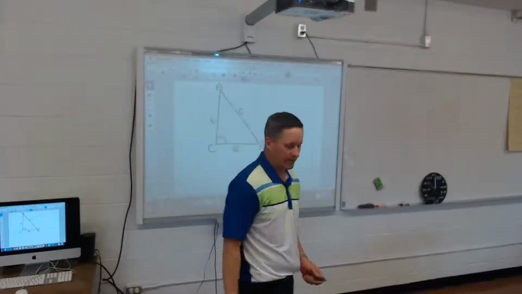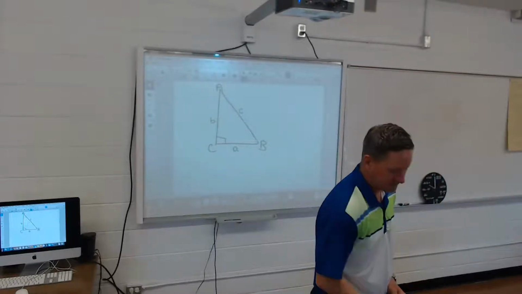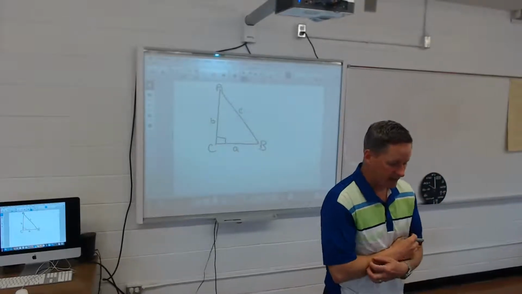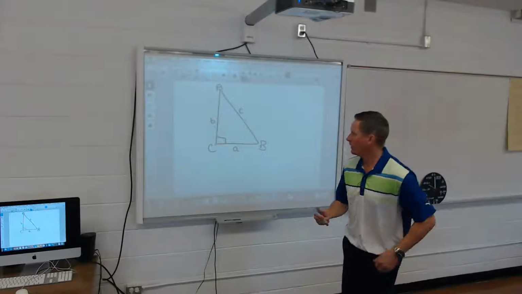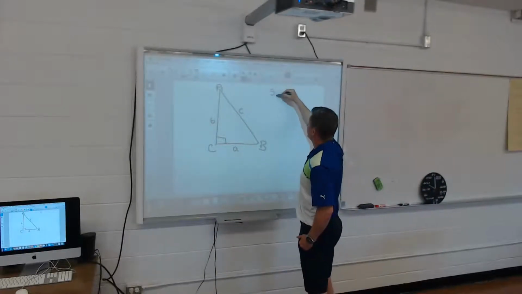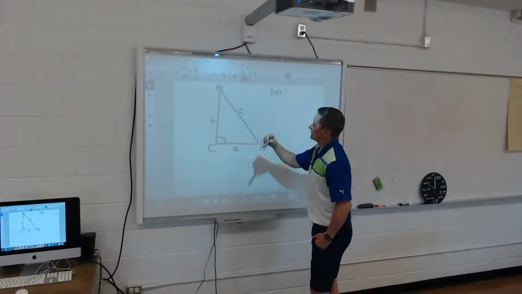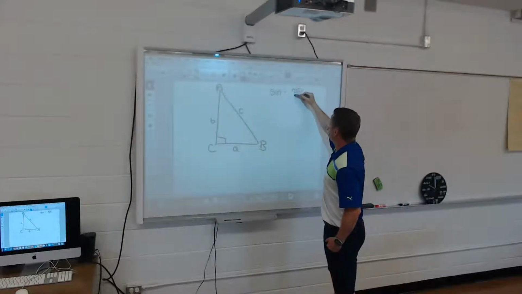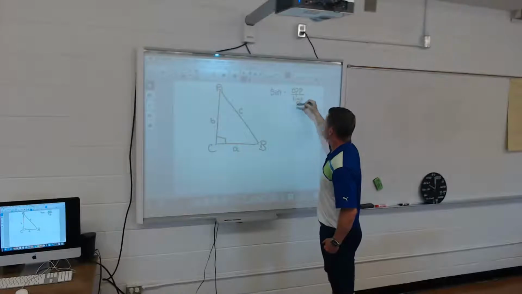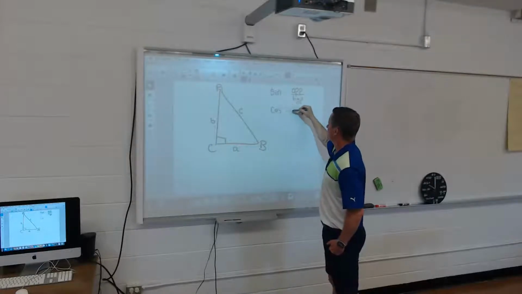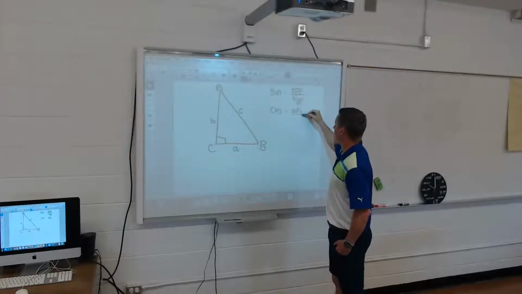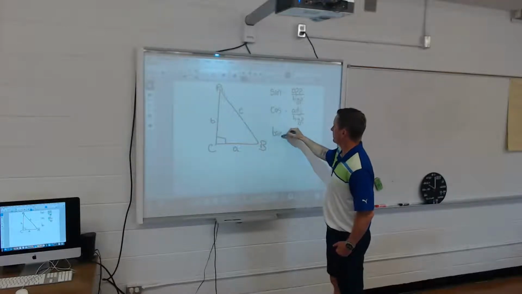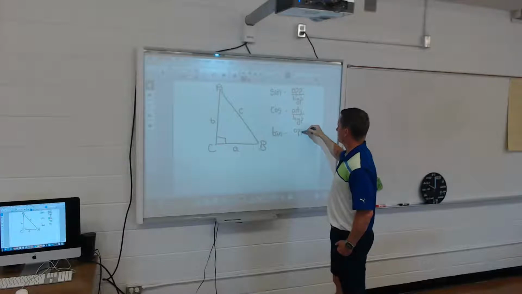Okay, so chapter 3 was about right angle trig, and with right angle trig, we learned that the sine ratio is opposite over hypotenuse. The cos ratio is adjacent over hypotenuse. And the tan ratio is opposite over adjacent.